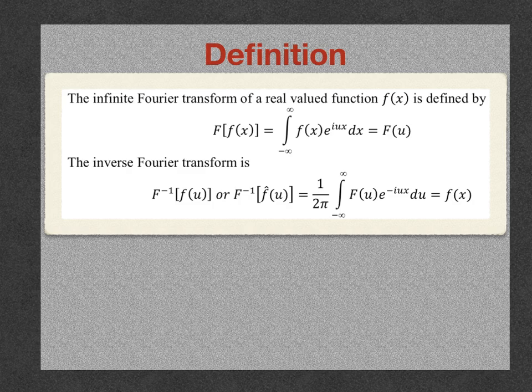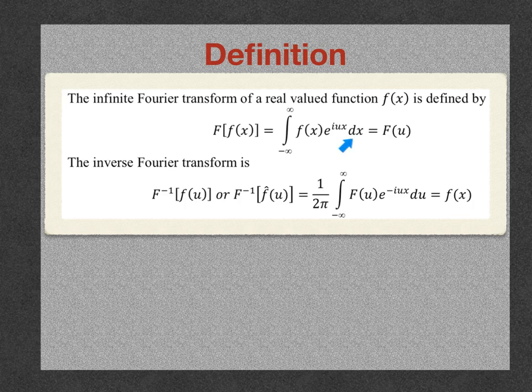The inverse Fourier transform is defined by the following. When you operate the Fourier transform on the function of x, we expect a function of u. Now the inverse Fourier transform operates on the u term, that is the inverse on F of u. The definition is 1 by 2 pi integral from minus infinity to infinity of F of u e power minus iux with respect to du. So what we expect is a function of x, the reverse process.